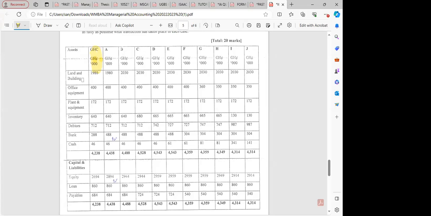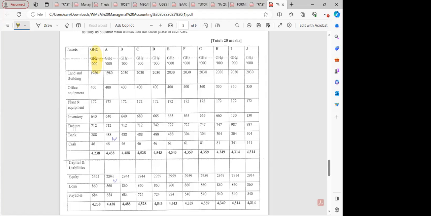If you look at land and building, C and B are the same: 230, 230. Office equipment is 400, 400. Plant and equipment is 172, 172. Inventory is 640, but here is 680. So it means inventory has increased by 40. Inventory was 640, but now inventory is 680.